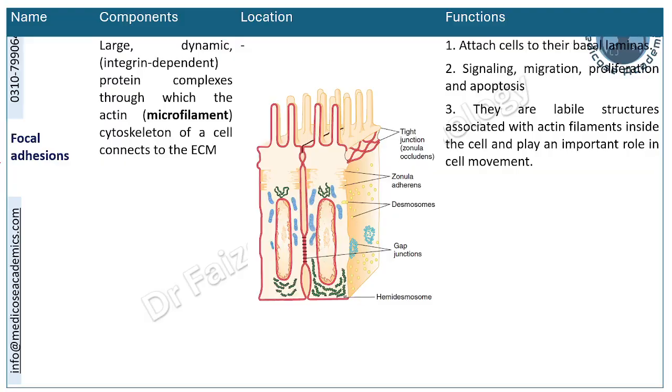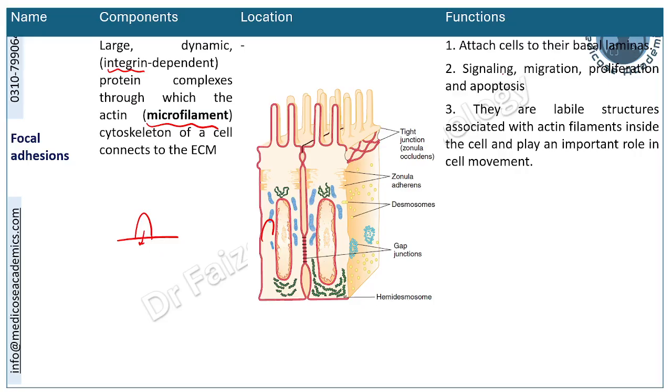Then the focal adhesion, another type of cell attachment to the basal lamina. These are again integrin dependent. Of course, they cannot be cadherin. Large complexes, but now they have microfilaments instead of the intermediate filaments like that of the desmosomes. Zonula adherens also had microfilaments. Focal adhesions also have microfilaments, but they have integrins instead of cadherins as they are providing attachment to the basal lamina. The function is attachment to the basal lamina.